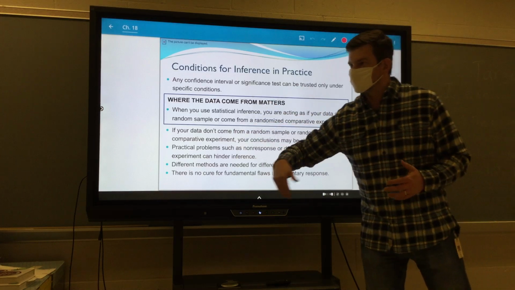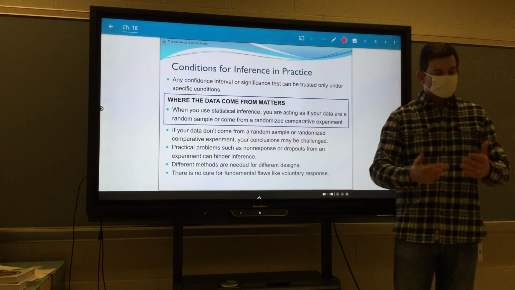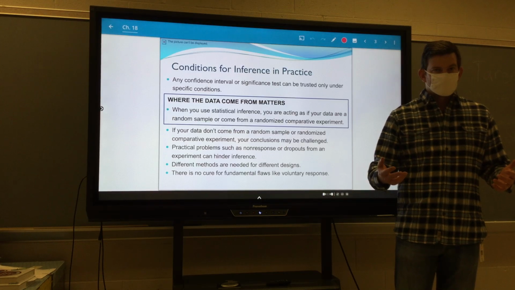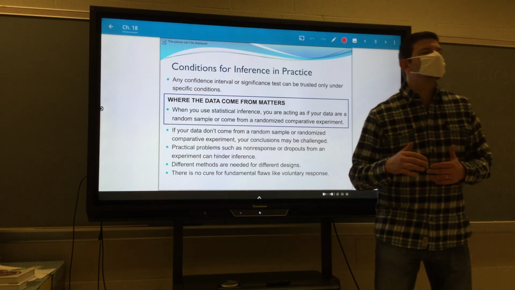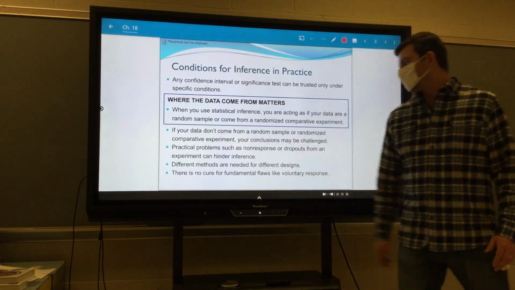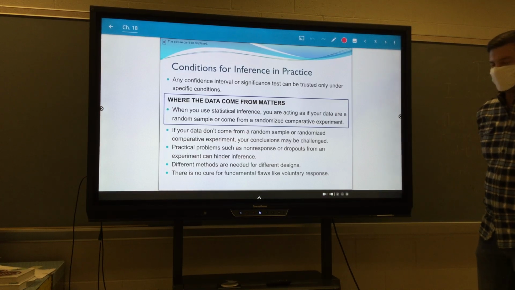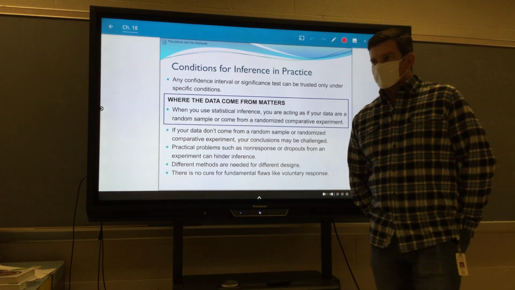The conditions lend themselves to a type of test. So it's up to you to look at your data and kind of preemptively determine what test would be appropriate. There is no cure for fundamental flaws like voluntary response.